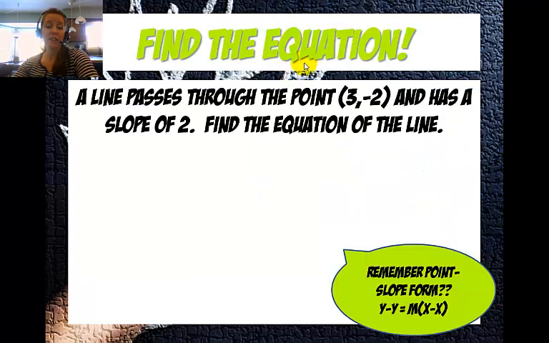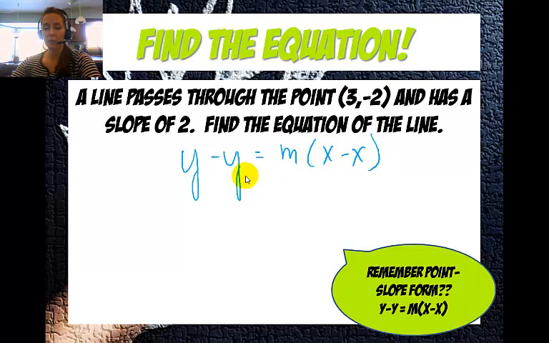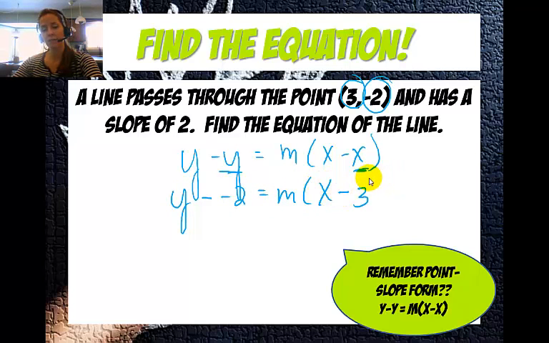Then you might get asked something like this. A line passes through the point (3, negative 2) and has a slope of 2. Find the equation of the line. All right, remember point-slope form, right? Okay, I'm going to write it down. y minus y1 equals your slope times x minus x1, and remember you're plugging it in here. So your x is 3, your y is negative 2, but remember, y minus negative 2 equals m times x minus positive 3.